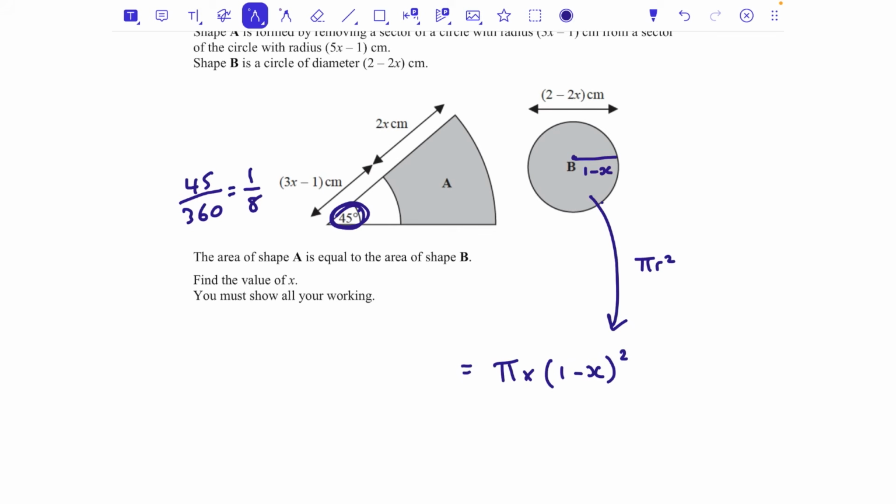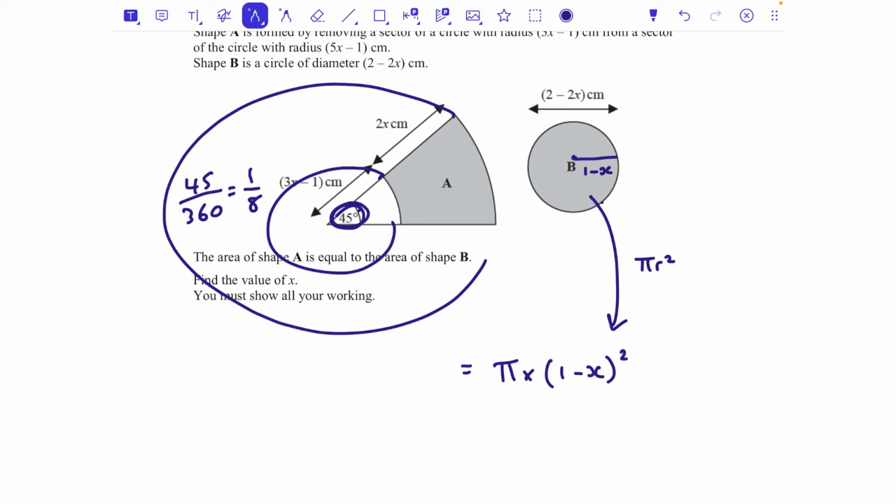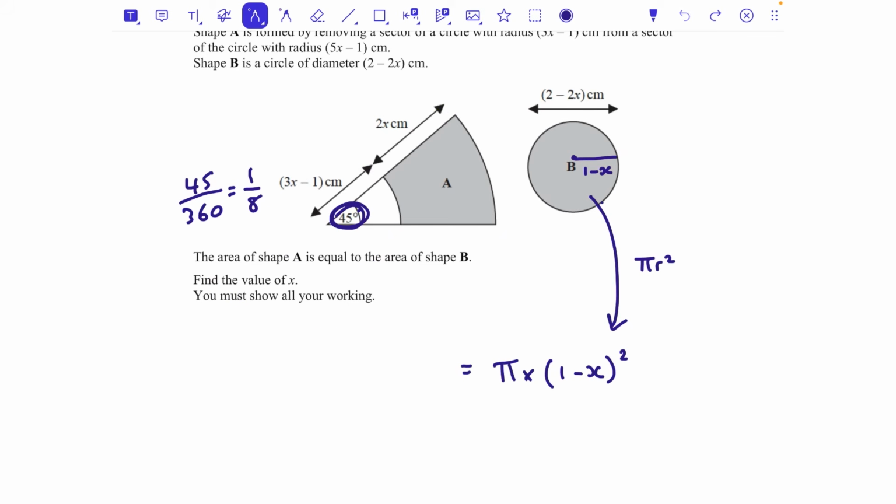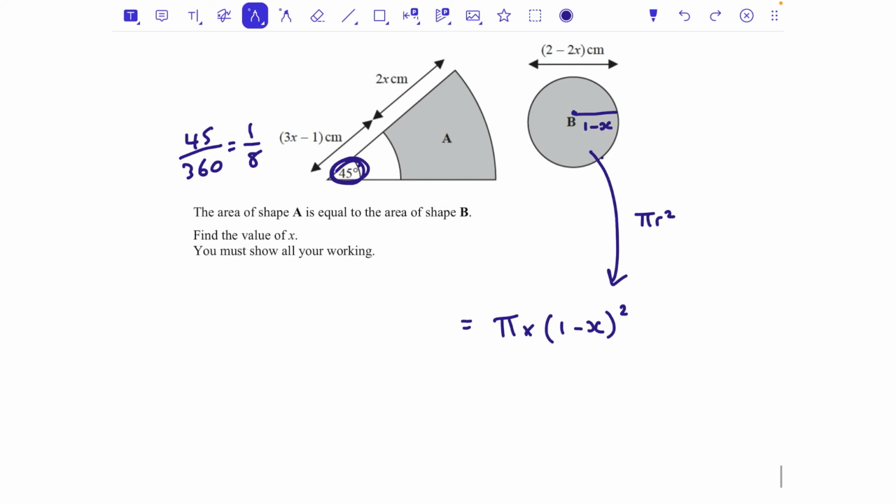So I'm going to imagine that the whole circle is there, and then I'm just going to divide my answer by 8 at the end. I think that's going to be easier, rather than doing 45 out of 360, but we haven't got a calculator here, so I think it's going to be easier to divide by 8.